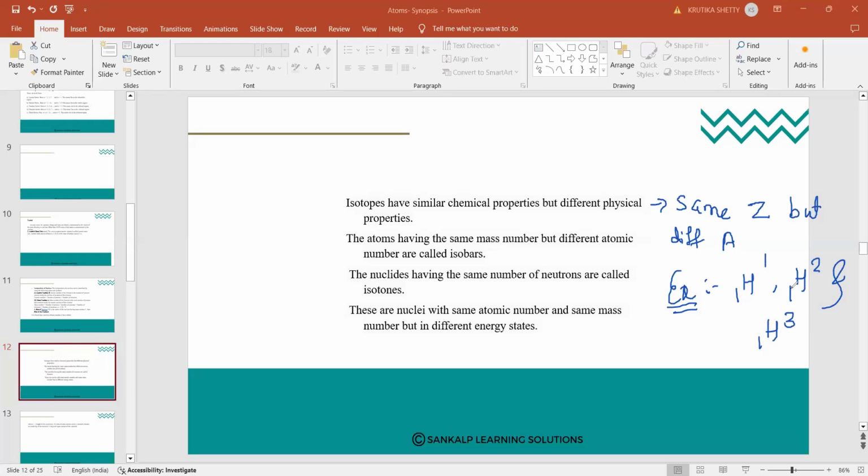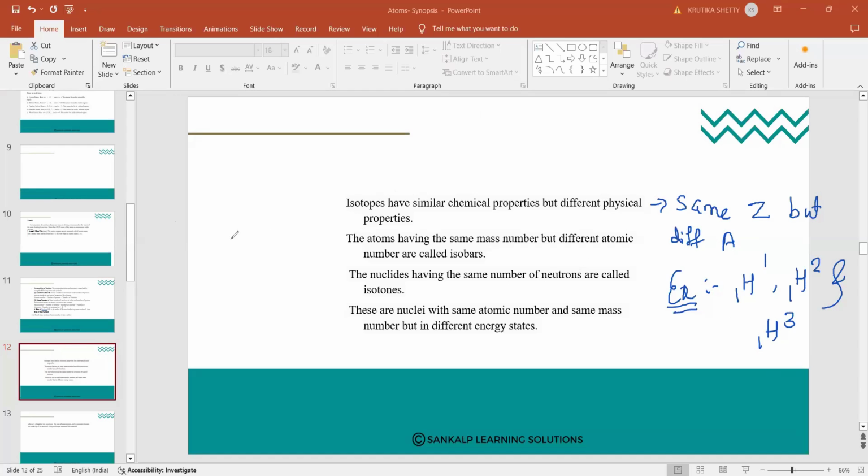In this, see what is happening: Z is the same, 1, 1, 1, you can see the suffix here. Yes, so the A value is different. Here it is 1, here it is 2, here it is 3. So the A value is different but the Z value is the same. Those are called what? Isotopes. Yes, you can see the isotopes.